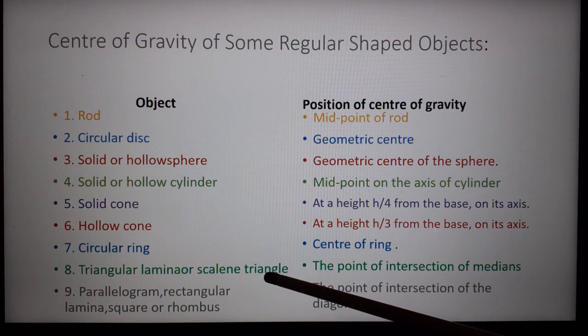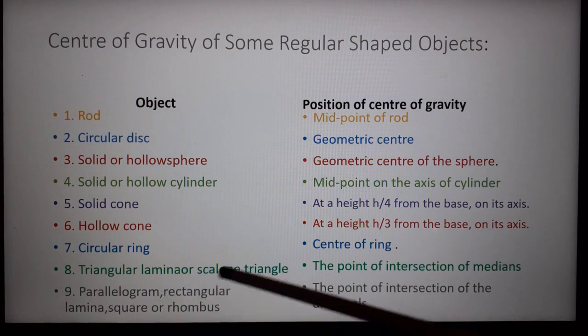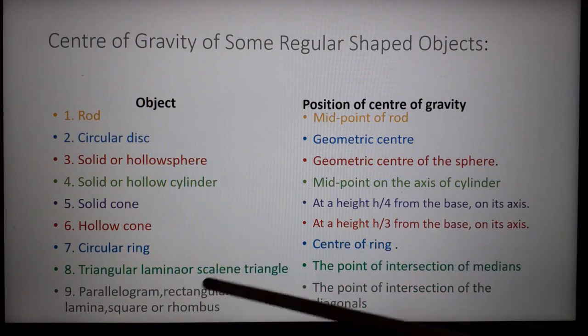Triangular lamina: if we consider a page of our notebook, then it has length and breadth, but the thickness of the paper is negligible compared to length and breadth. So as thickness is negligible, we can say it's a lamina. All the two-dimensional objects we call lamina, right? So for a triangular lamina or a scalene triangle, it is the point of intersection of medians.